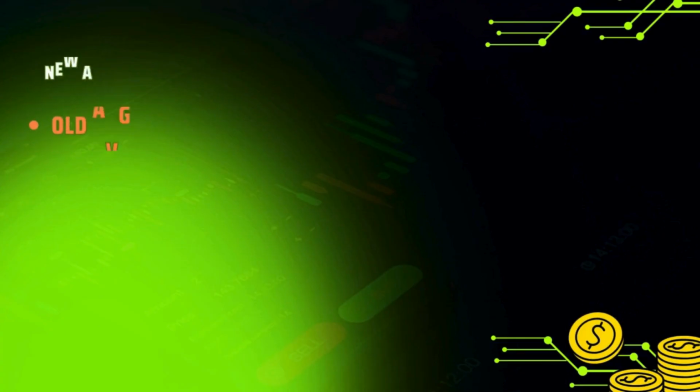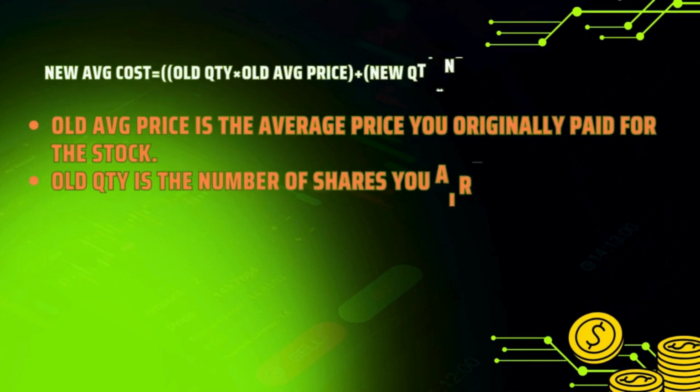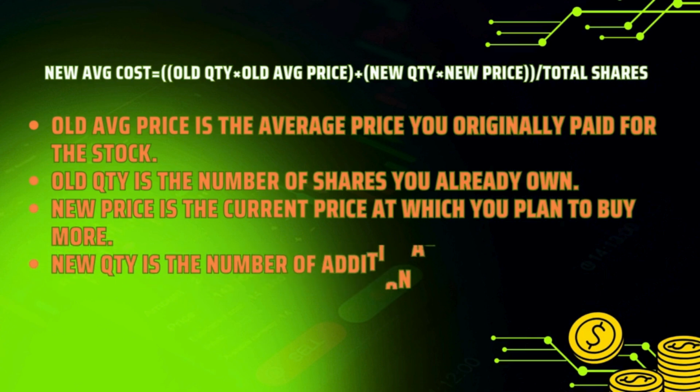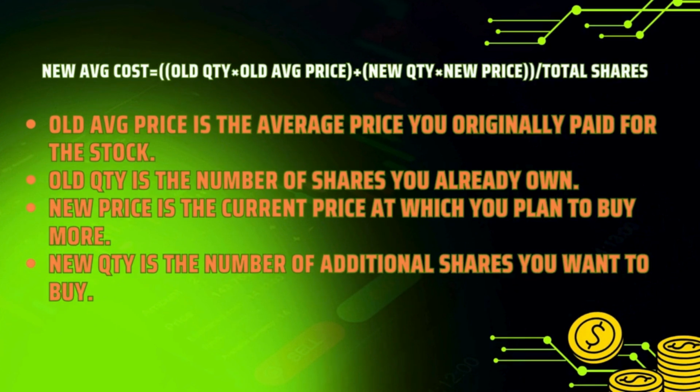Here's the formula. You multiply old quantity with the old average price and add it with the new quantity with new price, and now you divide everything with the total quantity. This will give you the new average price. Let me break it down in simple terms.